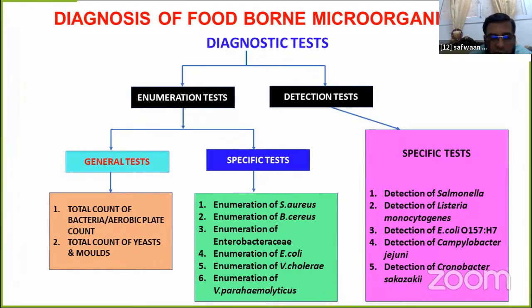For a specific enumeration test, we have to enumerate the number of Staphylococcus aureus in the sample, Bacillus cereus, Enterobacteriaceae, E. coli, Vibrio cholerae, and Vibrio parahaemolyticus.